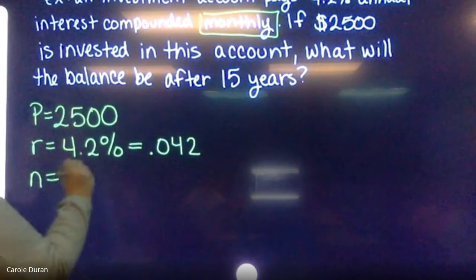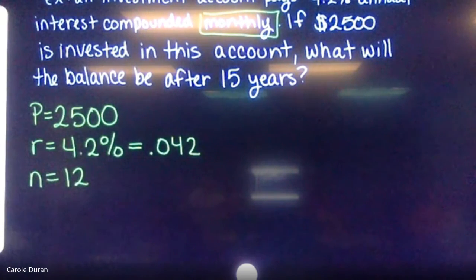Can we write that down? Yeah, sometimes, that's fine. We'll try and fit it here. So N here is 12 because it did say I'm taking interest monthly. What is the last piece that I'm missing? T. And that is what?